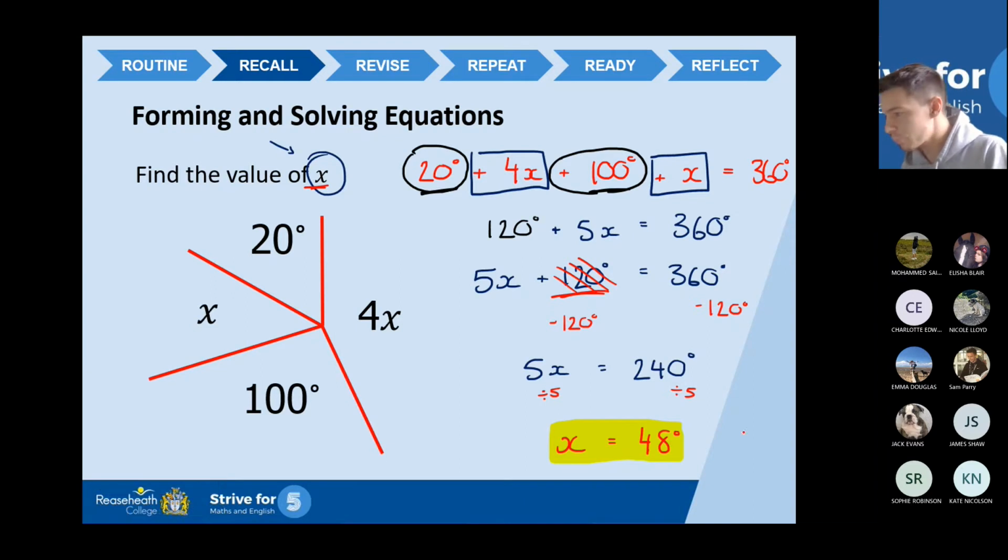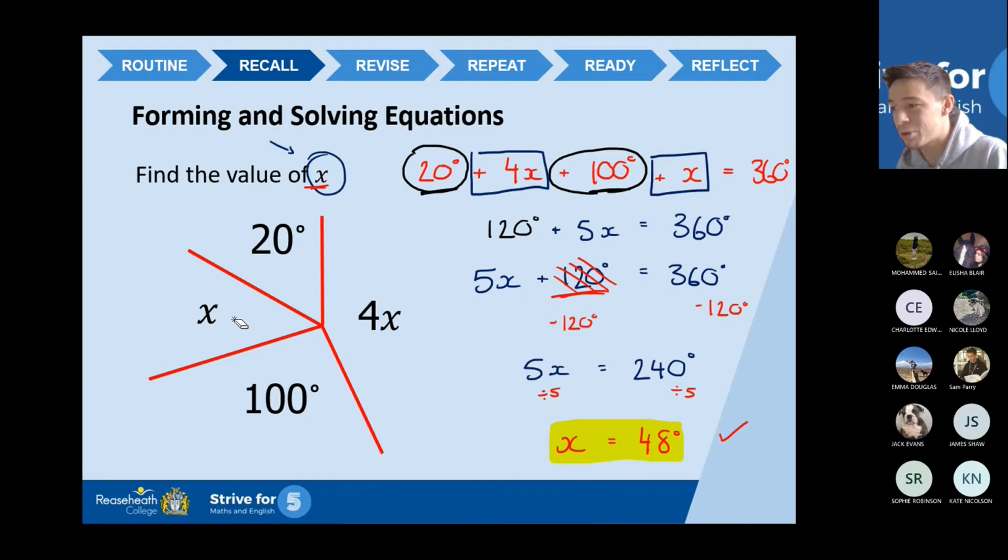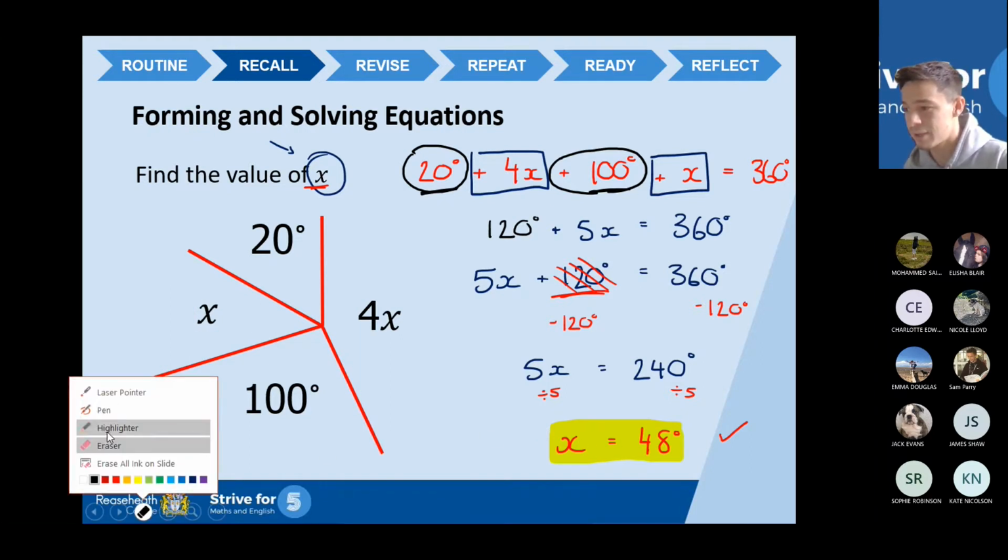Now, what we could do, and the question might say, what's the size of this angle or the smallest angle or whatever it may be? You can substitute x back in and then you can work out some actual values. We won't do that today because we will be coming on to that in a short while. But for now, let's just focus on getting x equals as our final answer, okay?